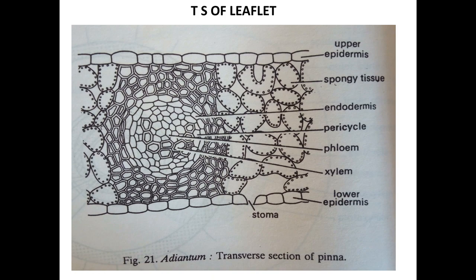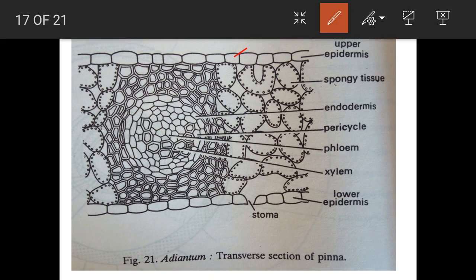In the previous slide, you studied the TS, or the anatomy, of the petiole. Petiole is the stalk of the leaf. So here, when you take the section of the leaf lamina, what are the regions you are going to find? We call it the TS of leaflet, or transverse section of pinna. As usual, when we take the transverse section of the leaves, it consists of 2 epidermal regions, the upper epidermis and the lower epidermis, which is irregular in outline.